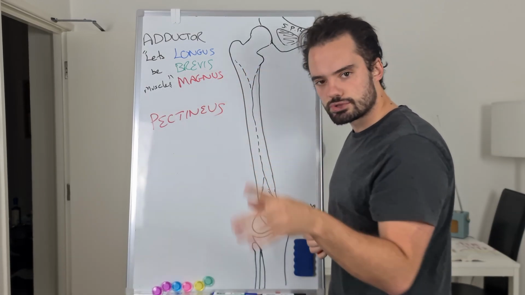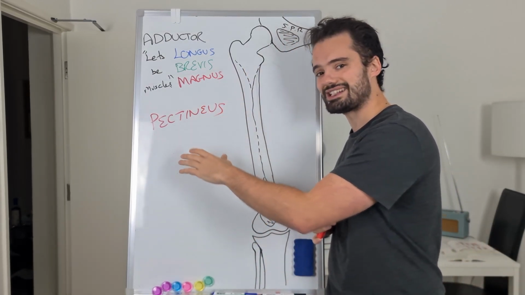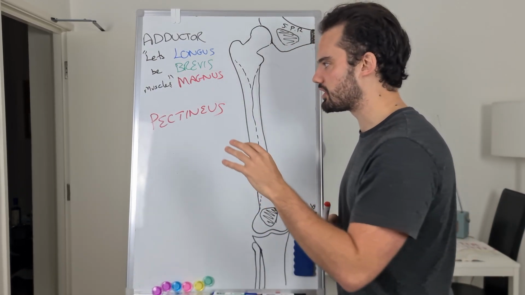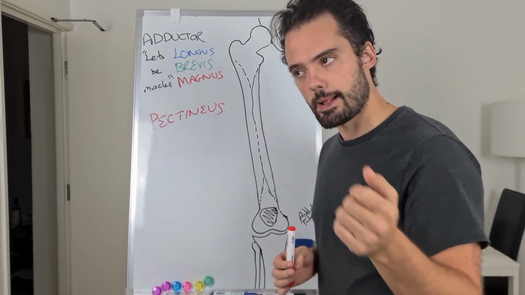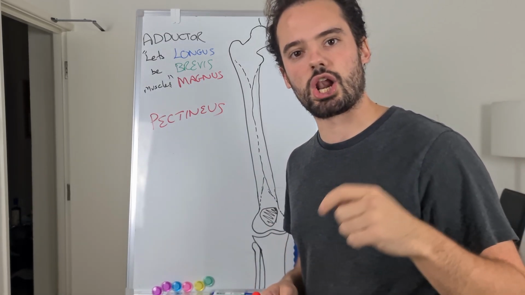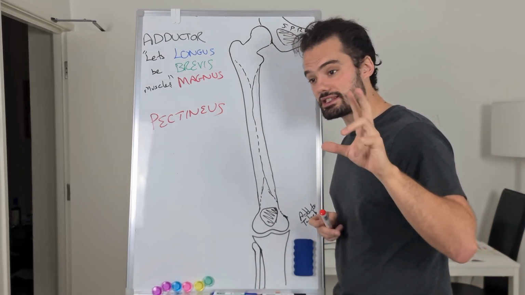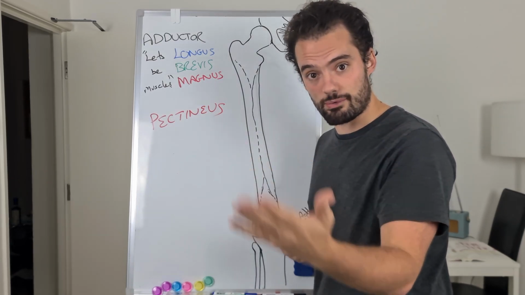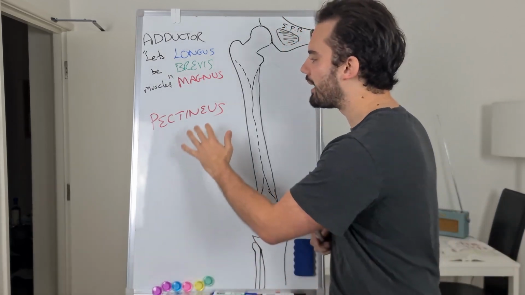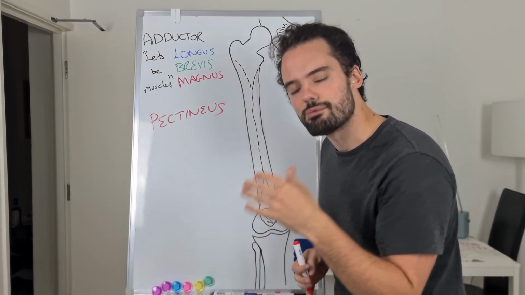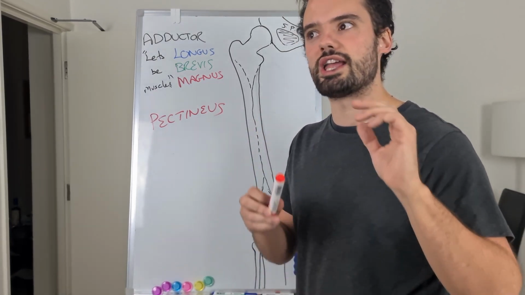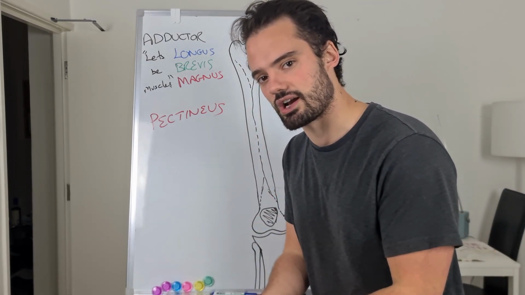Some sources that you read will potentially put pectineus in the anterior thigh muscles rather than the medial thigh muscles. And the reason for that is because neurologically, pectineus is often innervated by the femoral nerve in a lot of people. There is some discrepancy. In some people, it's mostly the femoral nerve. In some people, it's mostly the obturator nerve. In some people, it's a combination of both. But I think in the majority of people, the majority of innervation of pectineus is actually the femoral nerve, which is why neurologically you could argue that it belongs in the anterior compartment.